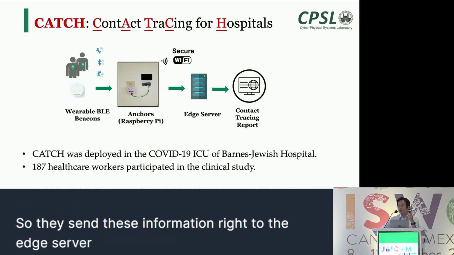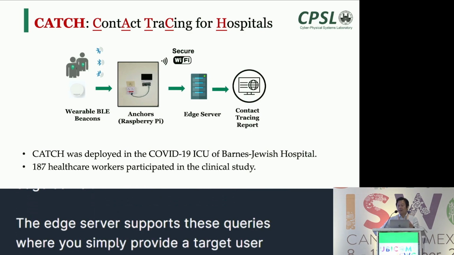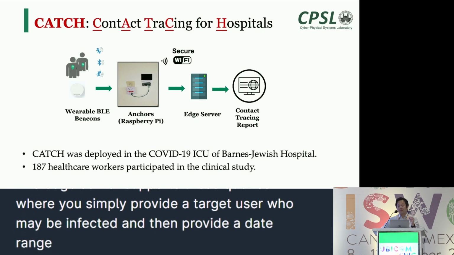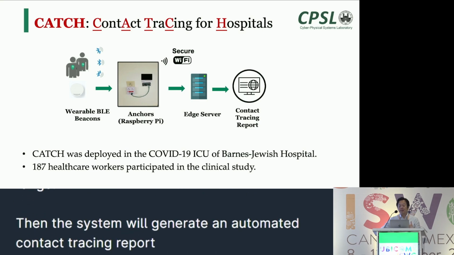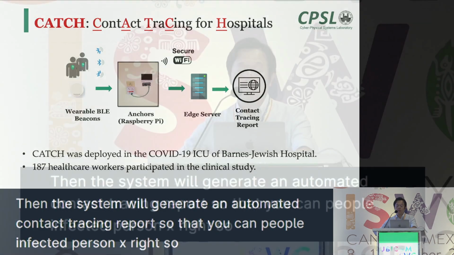The edge server supports queries where you simply provide a target user who may be infected, and a date range. Then the system will generate an automated contact tracing report, so that you can quickly find out how many people were in close contact with this infected person within the last 2 weeks, for example. The CATCH system was deployed in the COVID ICU in Barnes-Jewish Hospital, and 187 healthcare workers participated in the clinical study. So this is very much a real-world study.